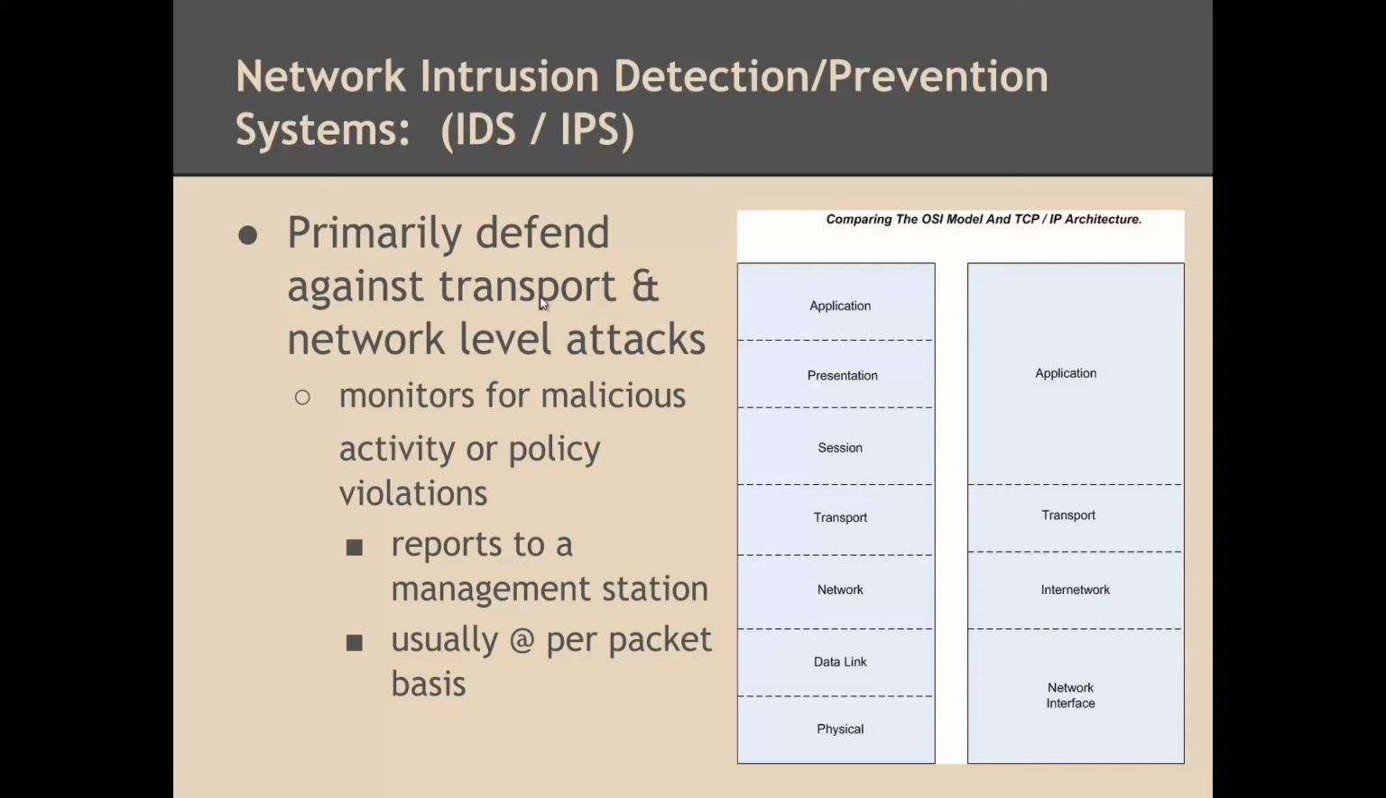The goal of the network and transport layer is to monitor for malicious activity and potential policy violations. This all gets reported up to the system administration group or the incident response group. And usually the scope of what it analyzes is on a packet by packet basis. It doesn't always have the capability to analyze an entire stream of data or entire file being sent from one application to another, for instance, from a web server to your browser.